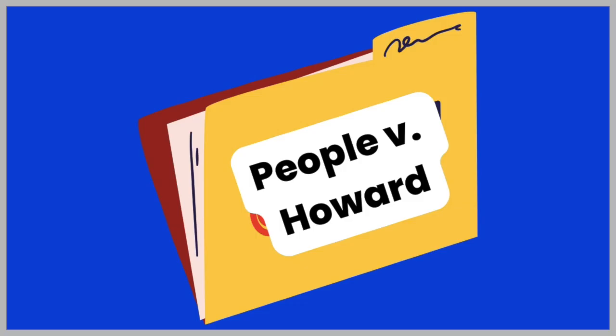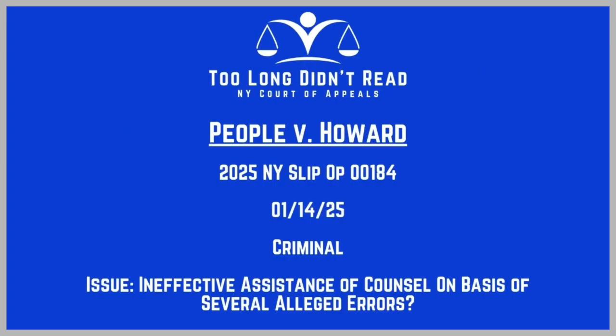This is the episode on the case of People v. Howard. The citation for this case is 2025 New York Slip Opinion 00184, published by the New York Court of Appeals on January 14th of 2025. The issue in this case is whether a series of identified alleged deficiencies by defense counsel constitutes ineffective assistance of counsel that would justify reversing a conviction and granting a new trial.